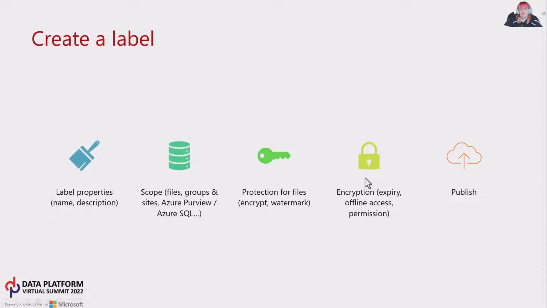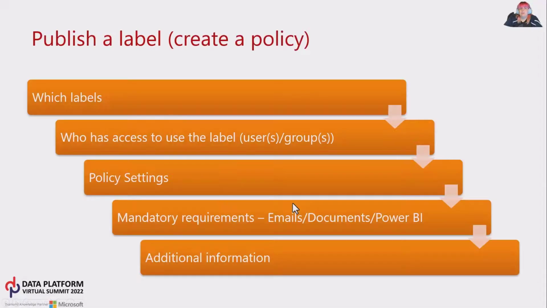And lastly, we wanted to publish. And as I said earlier, publishing requires the creation of a policy. And when we create a policy, we also get a number of options around what labels we want to publish, who has access to those labels, both from a user and groups and a combination of, so users or groups or users and groups.